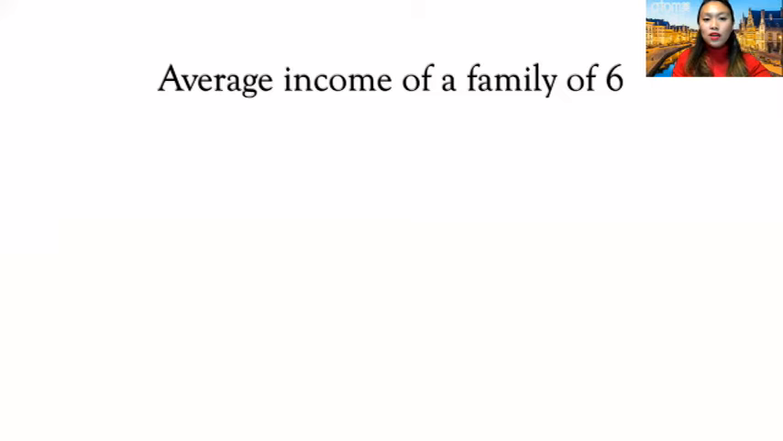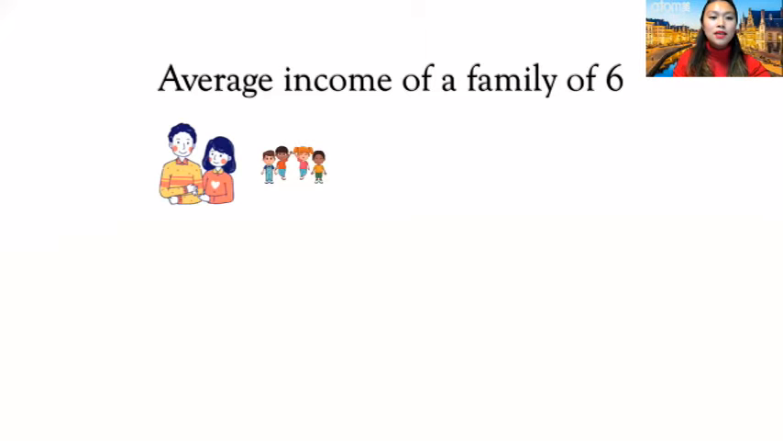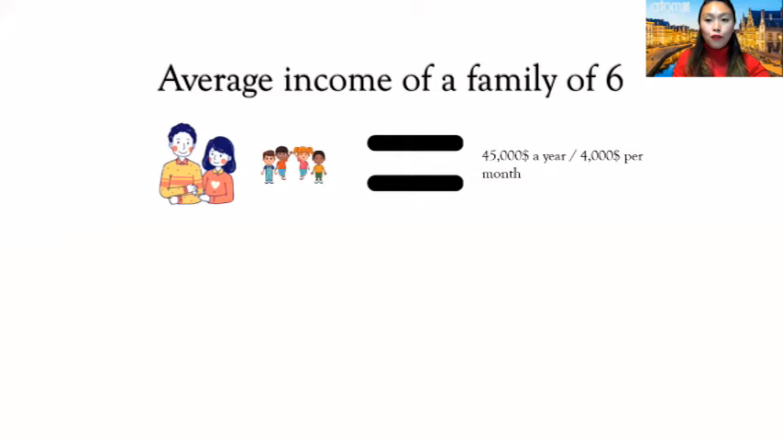So, bibigyan ko lang kayo ng idea. Ano ba ang average income of a family of 6 members? So, ibig sabihin, yung nanay at tatay at 4 na anak. Right? So, an average income of a family of 6 is equals to roughly $45,000 a year, or let's say $4,000 per month. So, combined na po dyan ang salary ng tatay at nanay of the average family, let's say.